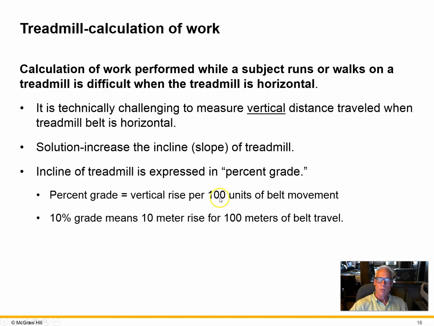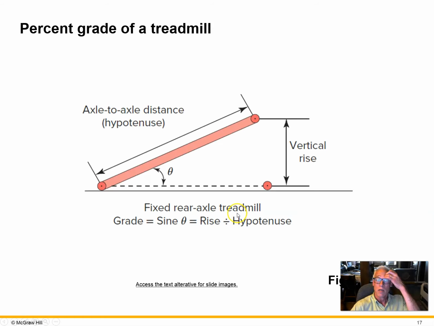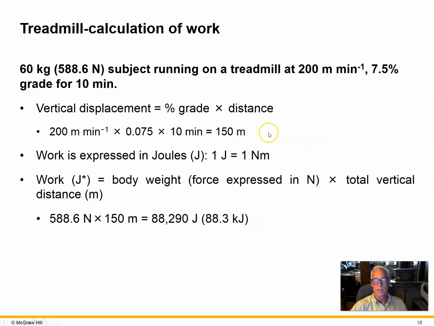The vertical rise per 100 units of belt movement. So if we have a 10% grade, that's how you set the treadmill, we'll have a 10-meter rise for every 100 meters of travel, because it's 10% of that distance. That's what a 10% grade means. Right? So there's our little diagram of our 10% grade. You can actually do trigonometry to figure out the relationship, but we're going to stick with something simple here.